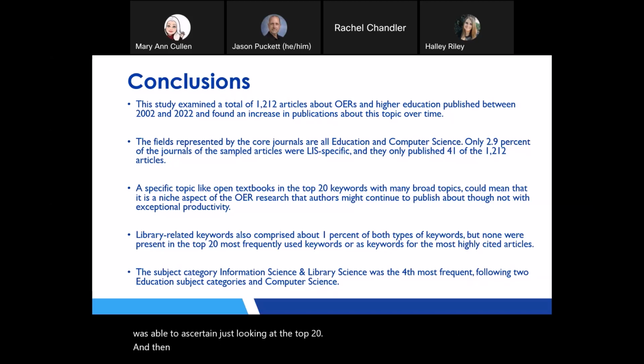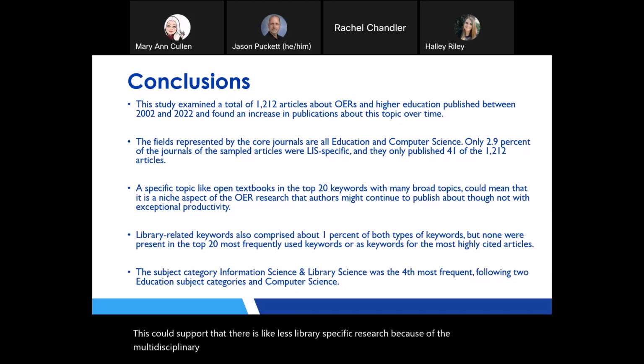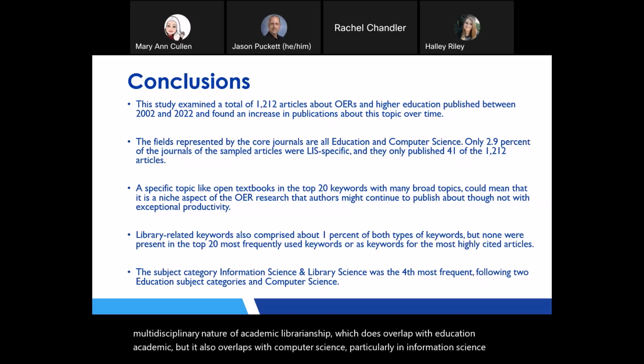I did think it was interesting that the subject category of information and library science was the fourth most frequent subject category for the articles. So this could support that there is less library-specific research because of the multidisciplinary nature of academic librarianship, which overlaps with education, but also with computer science, particularly information science and technology, which is often the way these OERs are implemented. Or it could represent how libraries are just one vehicle for implementing OERs at any academic institution, and so maybe it's a smaller area of research on this topic because of that.